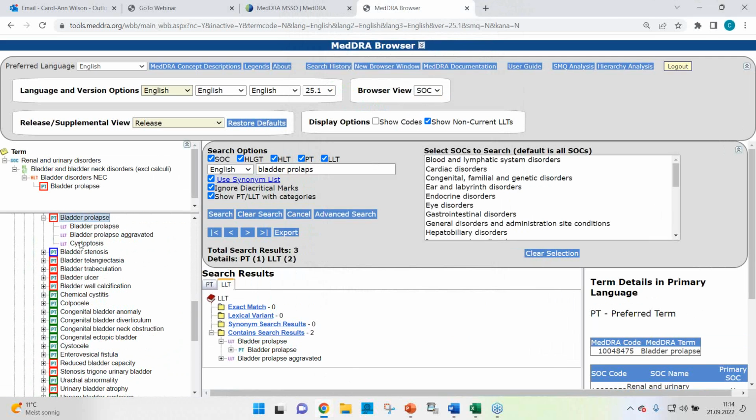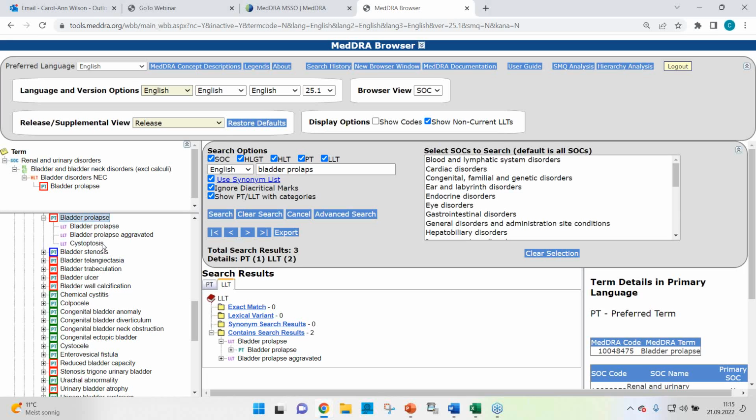And we see that cystoptosis is grouped under bladder prolapse. It's a very specific type where, as you saw earlier, the inner membrane, the inner coating of the bladder, prolapses into the urethra. But here what we have reported is really a prolapse of the bladder. So that's why we would need to assign the LLT bladder prolapse. Cystoptosis is really too specific in this instance.